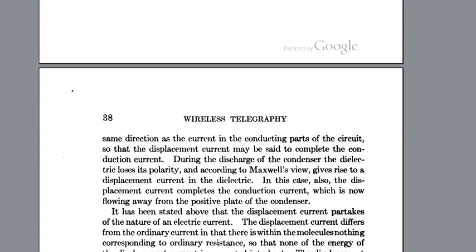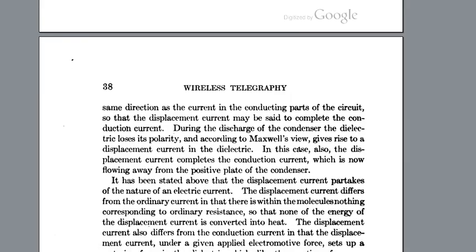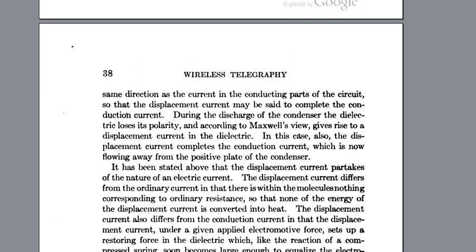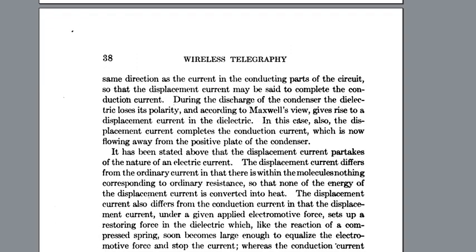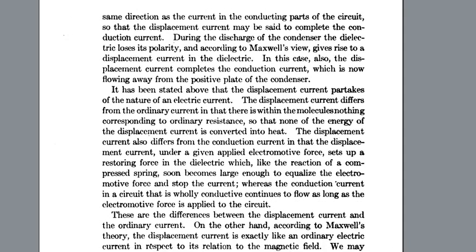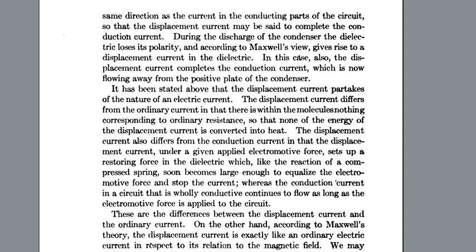according to Maxwell's view, gives rise to a displacement current in the dielectric. In this case also, the displacement current completes the conduction current, which is now flowing away from the positive plate of the condenser. It has been stated above that the displacement current partakes of the nature of an electric current. The displacement current differs from the ordinary current in that there is within the molecules nothing corresponding to ordinary resistance, so that none of the energy of the displacement current is converted into heat.